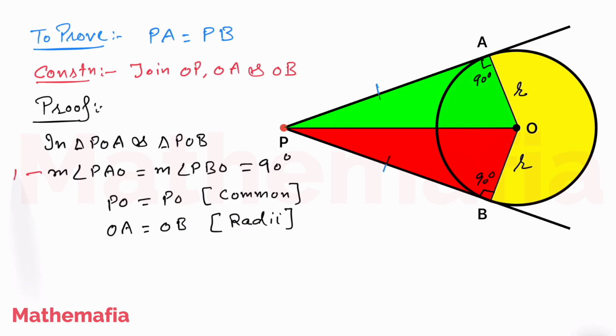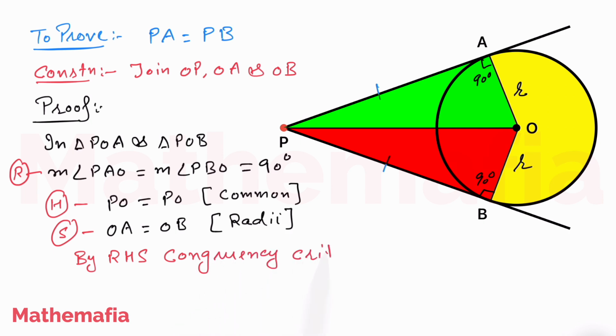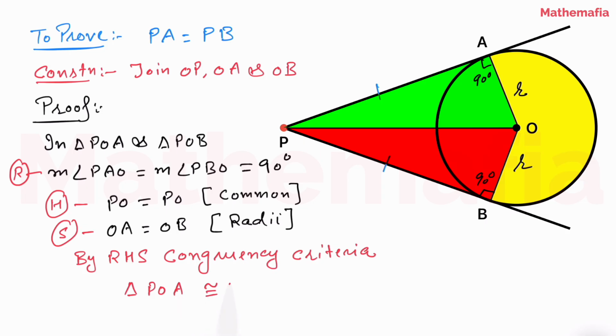Now you can see this is right angle, this is hypotenuse, and this is a side of the triangle. So by RHS congruency criteria, triangle POA is congruent to triangle POB.